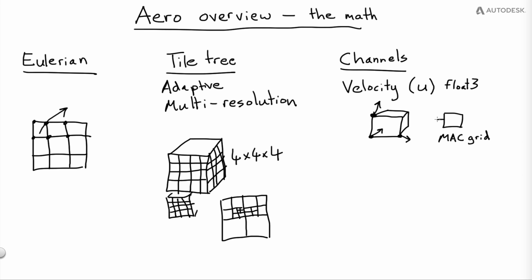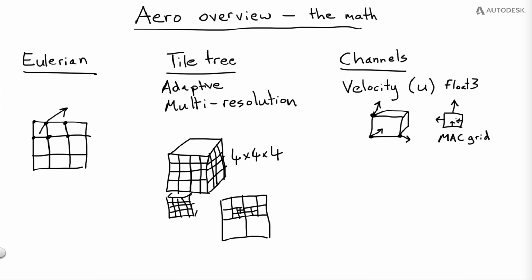So maybe the horizontal velocity would be at the midpoints of the faces which are perpendicular to the horizontal axis, and the vertical velocity would be stored at the midpoints of the faces that are perpendicular to the vertical axis, and so on. And you can do that in 3D too. It's kind of a weird way of thinking about things. It happens to make the pressure solve on a regular uniform grid really easy and well behaved.